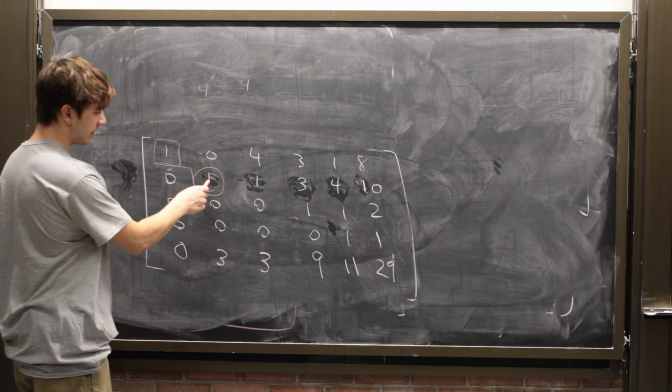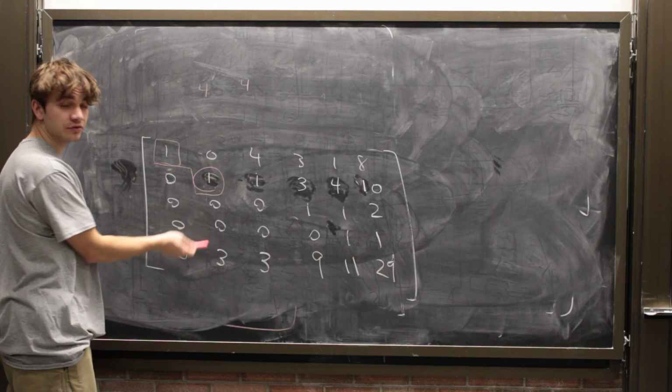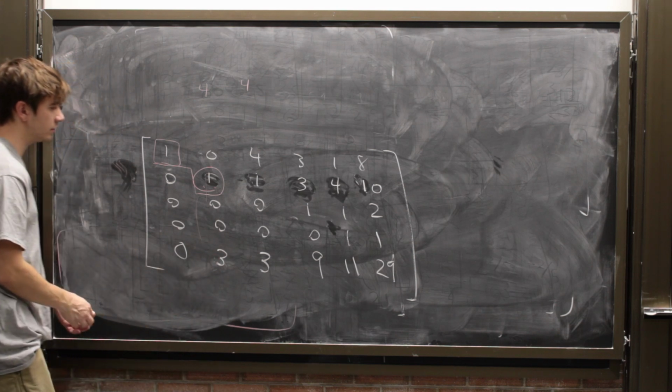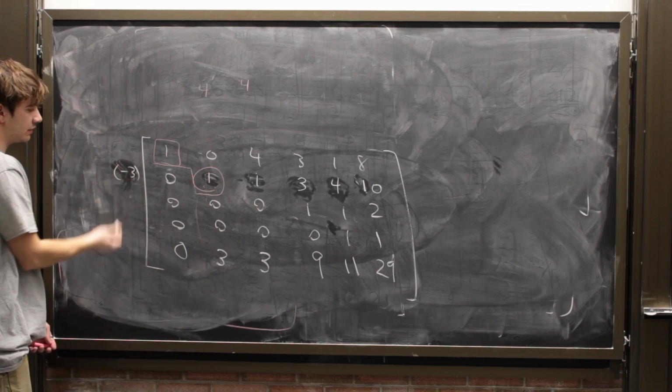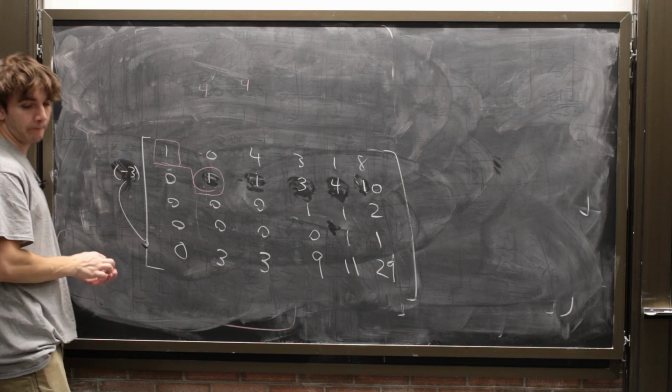So now I need to destroy everything beneath this 1. Well, I already have 2 zeros, so I'm good there. So I just need to get rid of this 3. I want to do that by multiplying this row by negative 3 and adding it into the bottom. Okay.